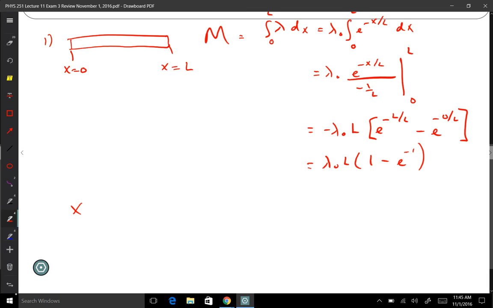Now, I'll change color actually. It's integral of x dm, or lambda dx, over the mass. So that's the integral from 0 to L of x e to the minus x over L.